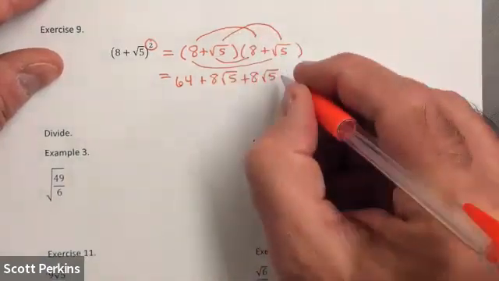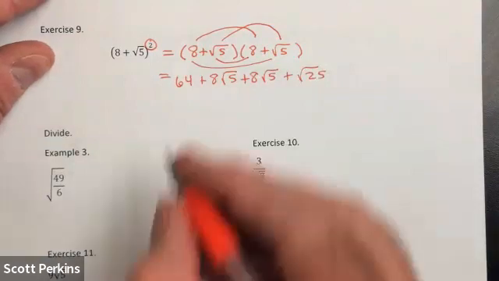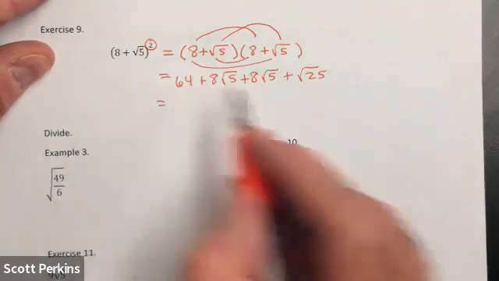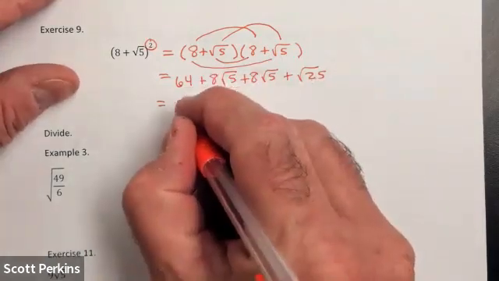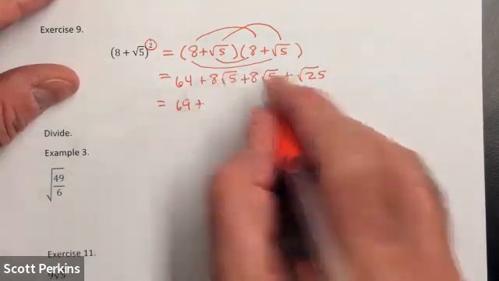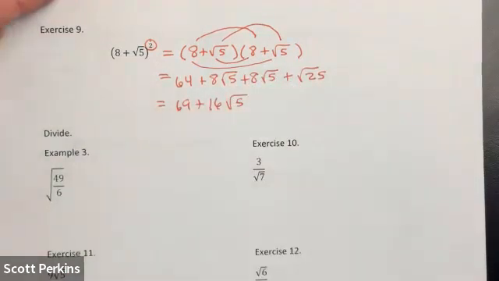And then I have finally the square root of 25. And when we go through this, square root of 25 is 5. So 64 plus 5 is 69. And then 8 square root of 5 plus 8 square root of 5 is 16 square root of 5. And there is my final result.